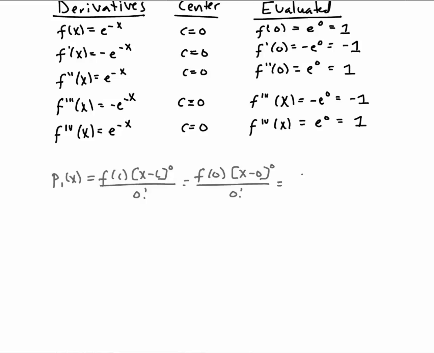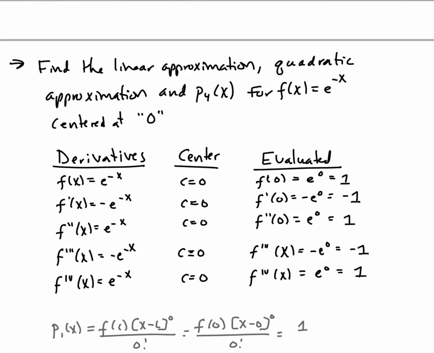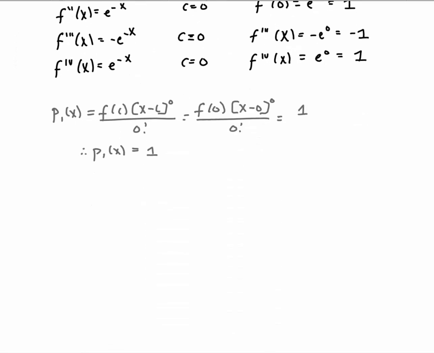F of 0 we know from up here is 1. X minus 0 is just x to the 0. Anything to the 0 power is 1. And 0 factorial is 1. So P1 of x is just equal to 1. Now again, this is my linear approximation. And the reason it's a linear approximation, actually this one would be my constant approximation. I should be careful how we say that. This one would be my constant approximation because I don't have a first power on my x here.